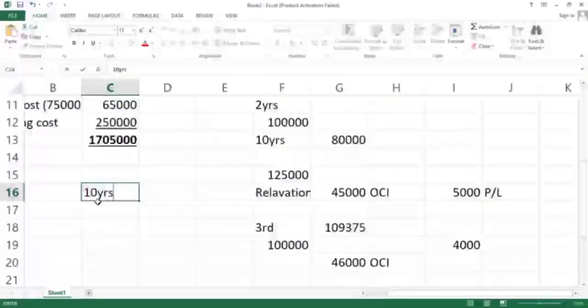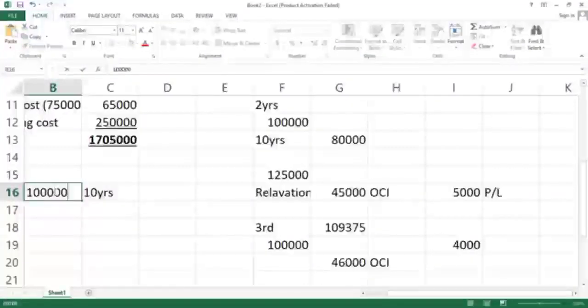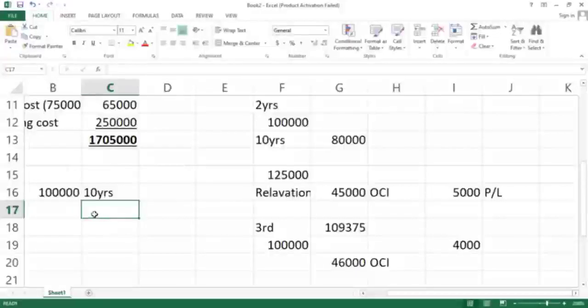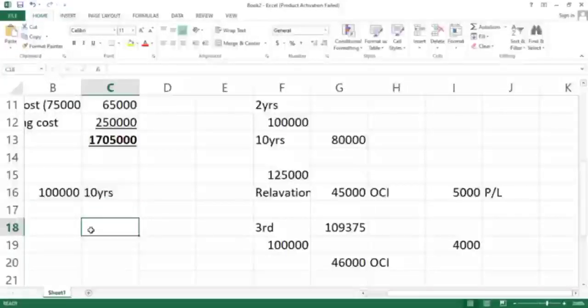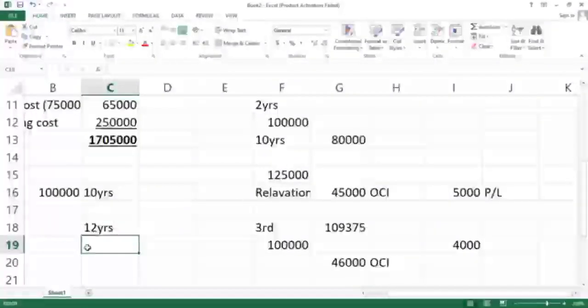10 years. And the value of the asset was 100,000. You use the asset for 2 years, and you are now saying that the total useful life of the asset is 12 years. How do we go about this issue?